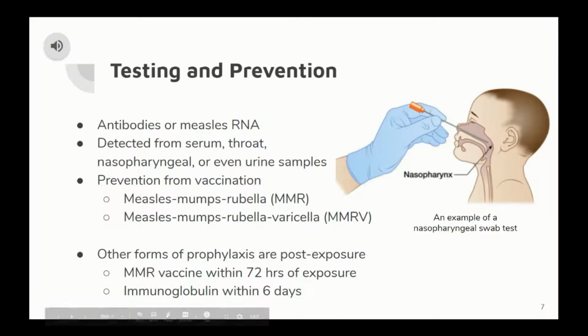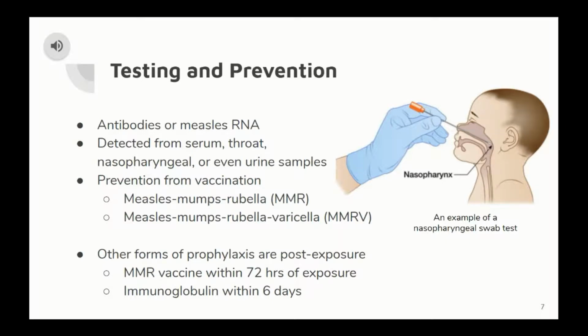Detection of measles-specific antibodies in serum or measles RNA in a respiratory specimen are the most common ways to confirm a measles infection. Serum and throat swab samples are the most common, but as an alternative, nasopharyngeal swabs and urine can also be used. Nowadays, measles is prevented through childhood combination vaccination.